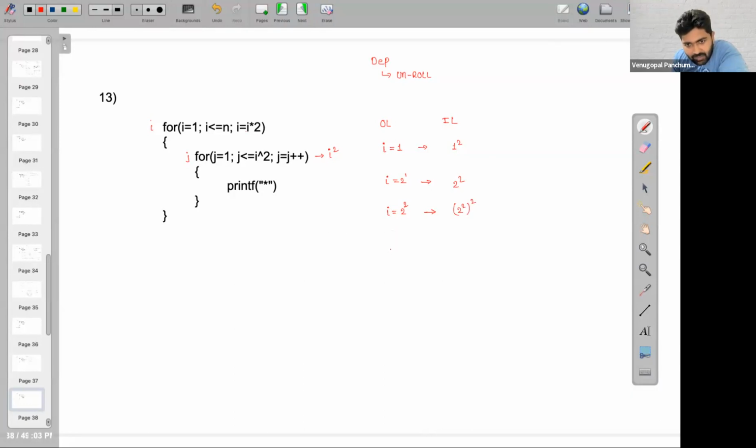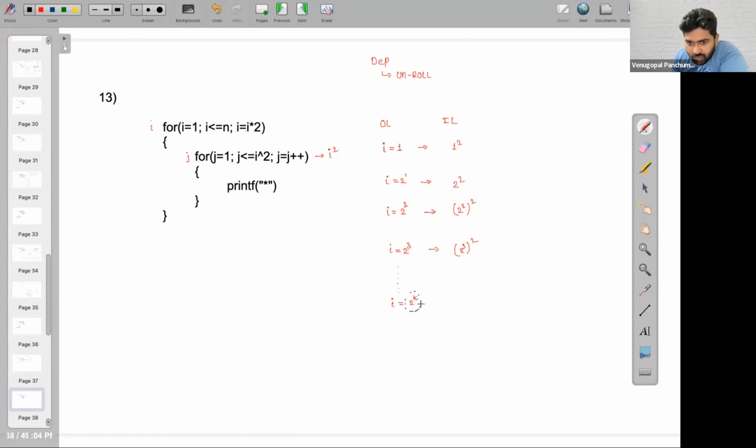Next time, I value is going to become 2 cube. Then how many times will this run? 2 cube whole square. Simple. Whatever that is, you need to square it. Like that, how long will it go? Maybe I will assume it can go for 2 power k times. But whenever this 2 power k becomes n, the loop will stop. Am I correct, friends? Whenever this 2 power k becomes n, the loop will stop.